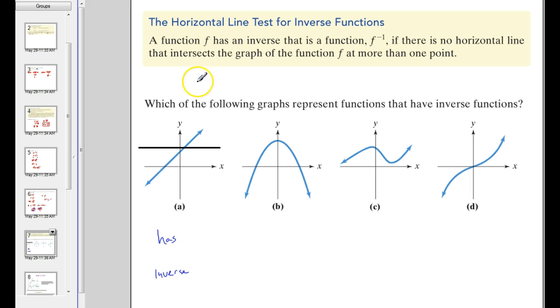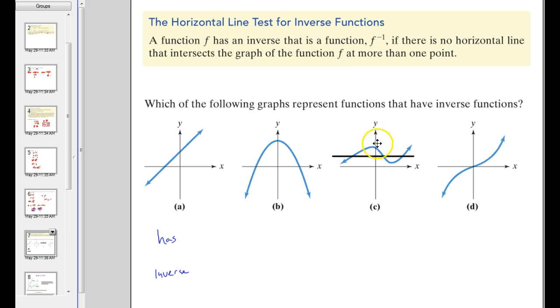Obviously this is a parabola here, the next one, so it's not going to pass the horizontal line test. Okay, parabolas do not have inverses. Okay, this is a cubic, but it's a cubic that bends. It has that square component to it probably, so it fails the horizontal line test as well. So it does not have an inverse.